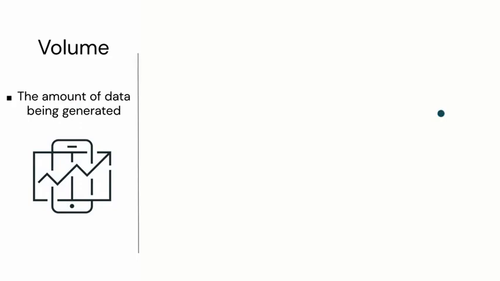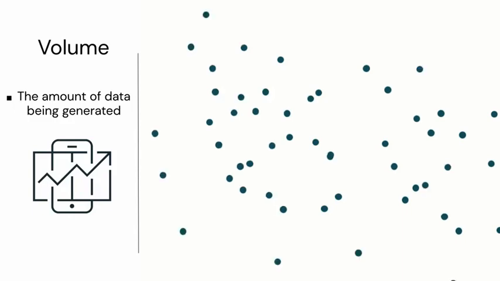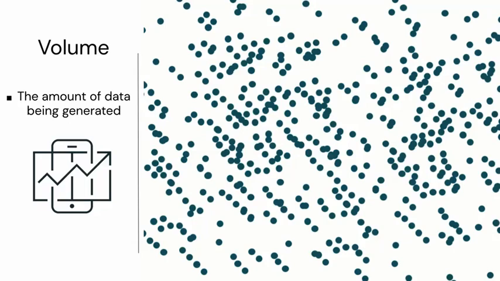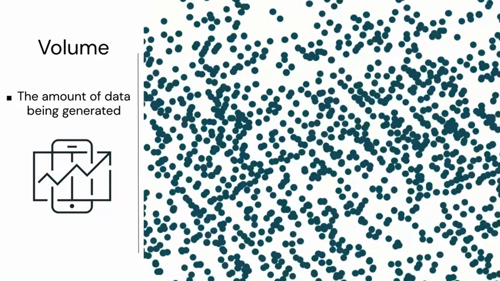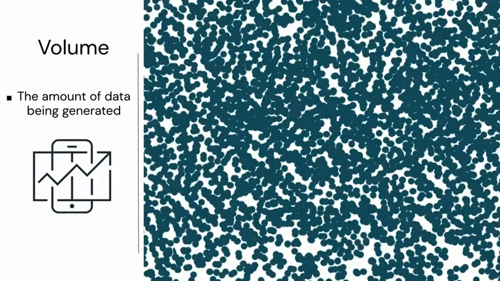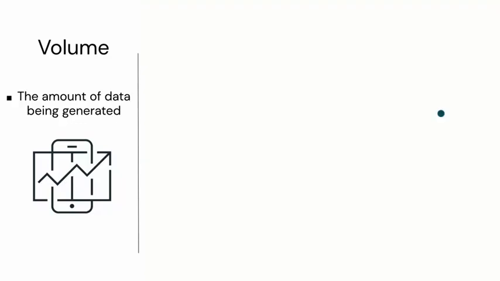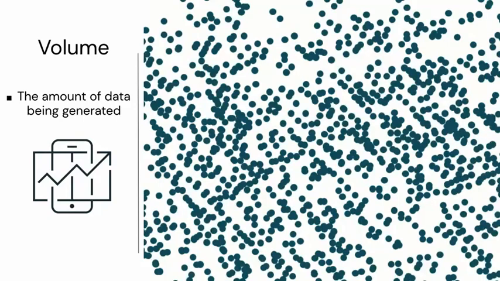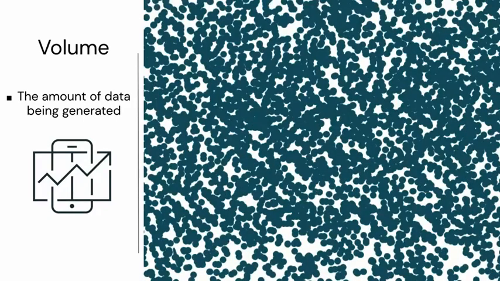Let's start with volume. Volume refers to the incredible amount of data being generated every second of every day. The International Data Corporation, or IDC, which is a global provider of market intelligence and advisory services in the IT space, forecasts that the amount of data that exists in the world will grow from 33 zettabytes in 2018 to 177 zettabytes by 2025. Just to put that into perspective, the computer I'm on right now has 500 gigabytes of storage. That's equivalent to just 0.00000000, a lot of zeros, zettabytes.